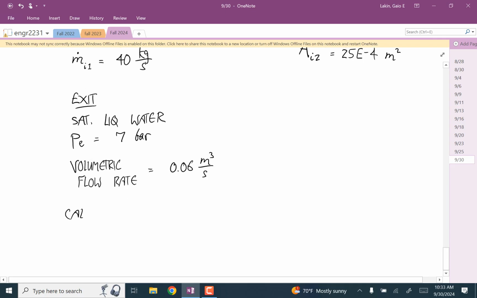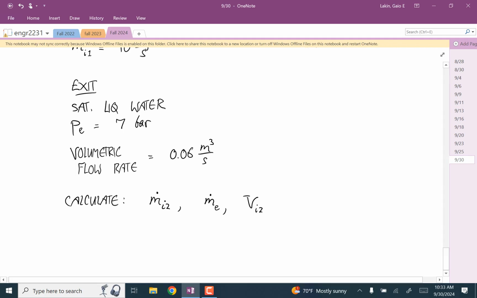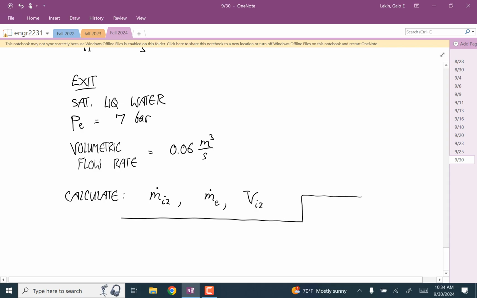And we want to calculate the mass flow rate at inlet 2, the mass flow rate at the exit, and the speed going into inlet 2. Okay, so that's it. There are a couple of things we need to make sense of before we can get into the calculations.